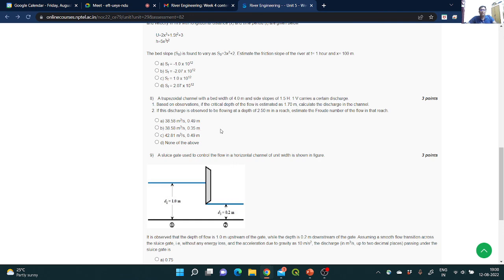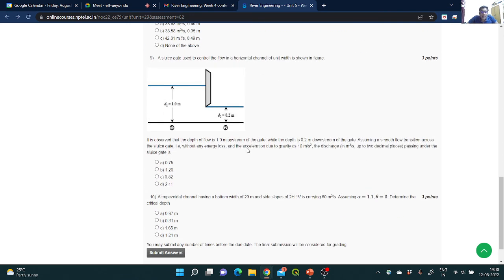Question number nine. So which is displaying sluice gate? Yeah, this one. So it is a very easy expression. Just go back to your first principles. Basically, the specific energy will be represented in terms of y plus v square by 2g. Just use as expression for section 1-1 and section 2-2. You will get the answer.